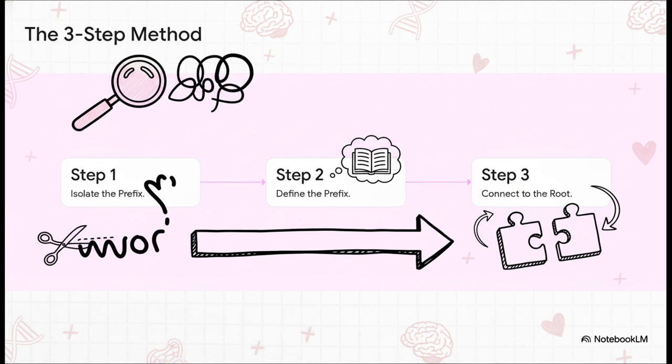And really, it all boils down to this super simple three-step process. The next time you come across one of those big, scary-looking medical words, don't sweat it. Just remember this. Step 1, find the prefix at the beginning. Step 2, figure out what that prefix means. And step 3, connect that meaning to the rest of the word. That's it. That's the whole secret.